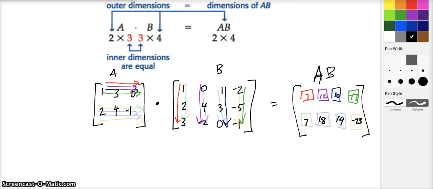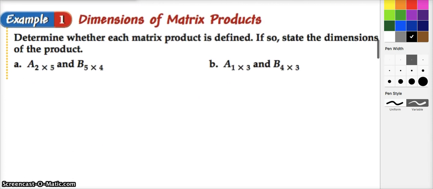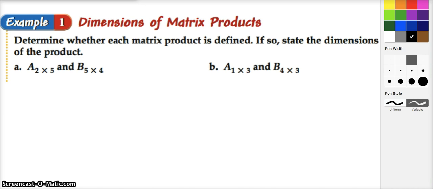All right, so here in this first example, we're just going to determine whether each matrix product is defined. If so, state the dimensions of the matrix. You remember that little picture I showed you earlier, right? It said the inner dimensions have to be the same. And if they're the same, yes, you can multiply them.